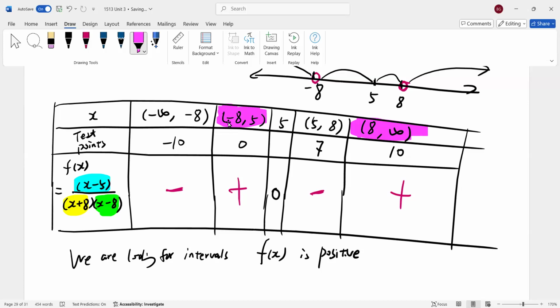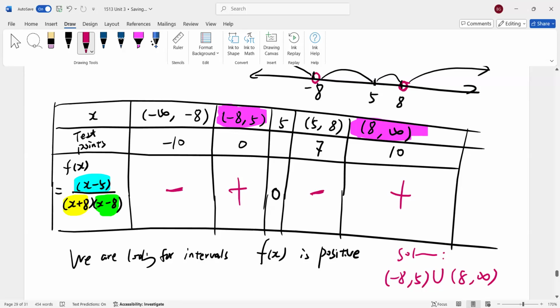And that's it. So the solution is -8, 5, from -8 to 5 open interval, union +a to +infinity. So that's the two intervals over which the function is strictly bigger than 0. So that's the solution, okay? -a to 5 positive and a to infinity positive.